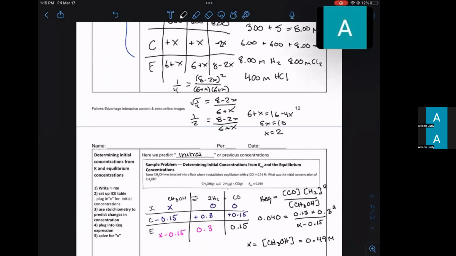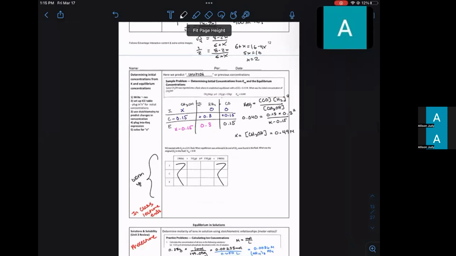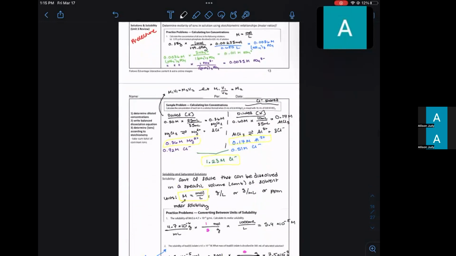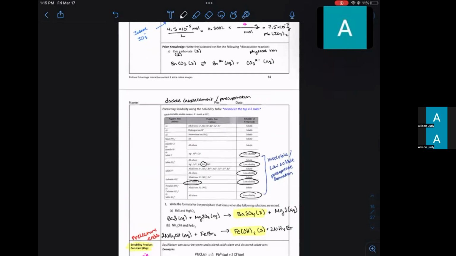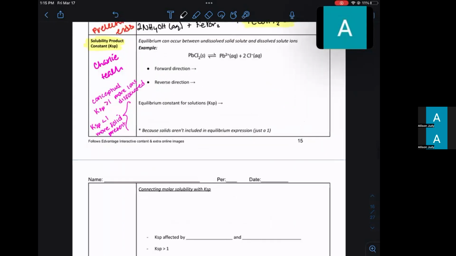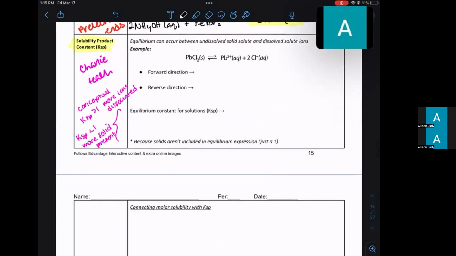Let us move on. If I'm correct, you guys had a pre-lecture on solutions and solubility, a little review from unit 3, I think it was. Okay, some of you watched it at least. Okay, so let's get into our actual lecture.